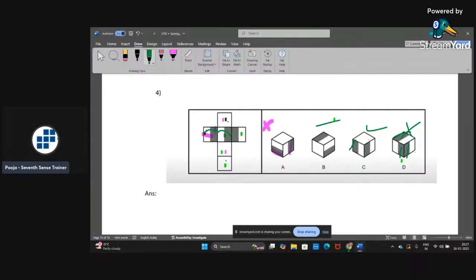Check with this to analyze it. Neither B nor C will be the answer. Okay, when we fold like this, these two faces will be next to each other, right? So this and this, so this is also a possible one.